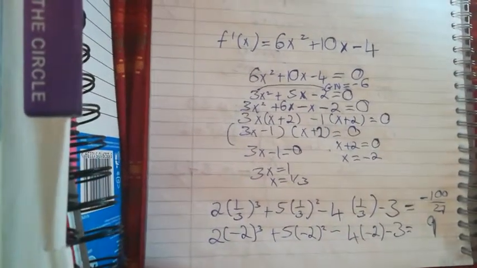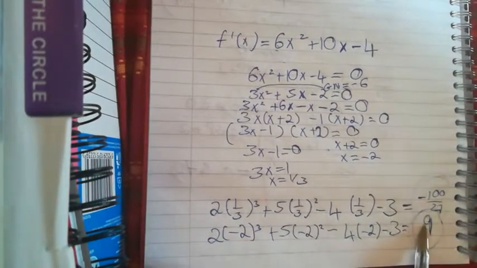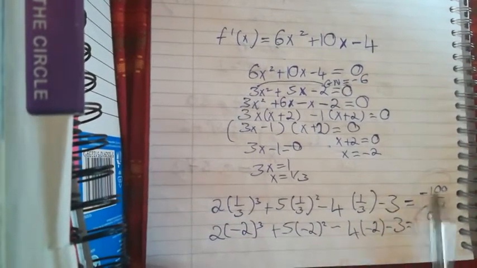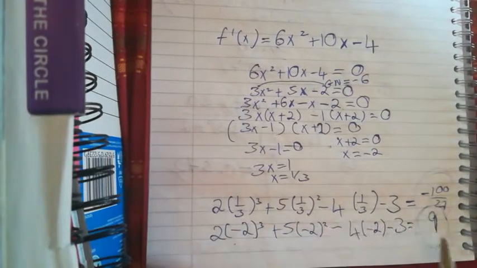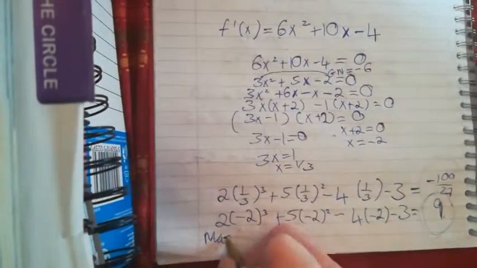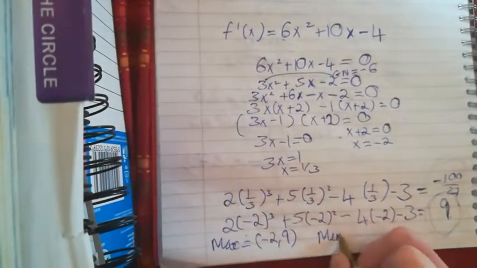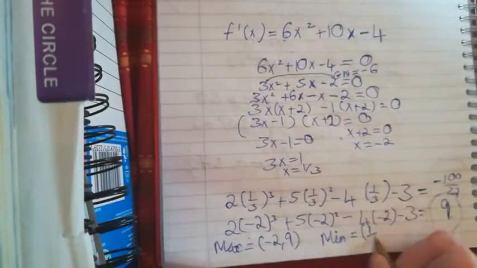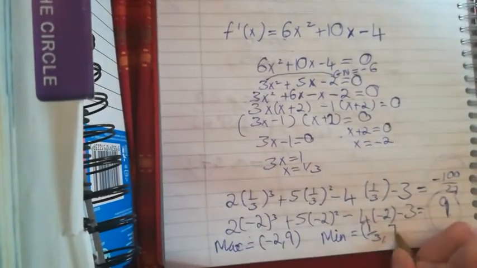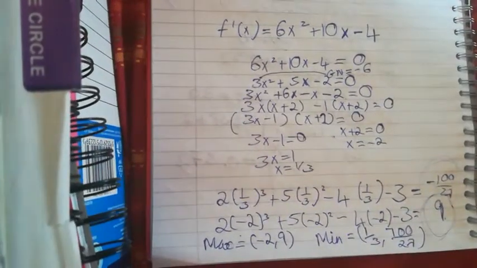So you can see that this point lies below the origin and this one lies above the origin. So 9 is going to be our maximum and the other point is going to be our minimum. For our maximum, we take the x coordinate that gives 9, so our max will be minus 2, 9. And our minimum will be 1 over 3, minus 100 over 27. And that is our question. Thank you.